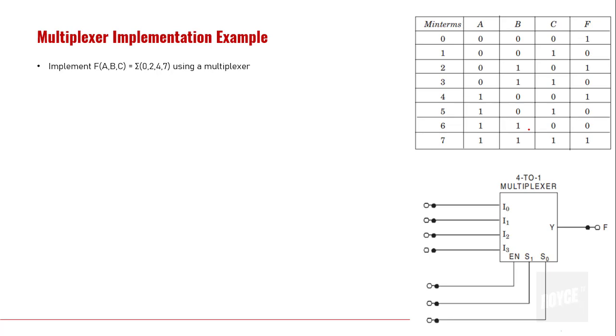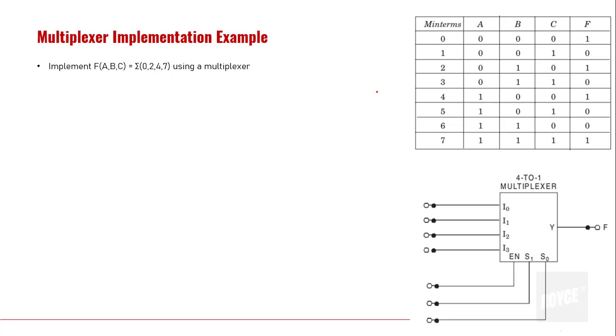Implementing a multiplexer. For this Boolean expression, f of ABC, whereas it's the minterms 0, 2, 4, 7, we're going to use a multiplexer. So since that is a 3-variable function, then we can use a 4-to-1 multiplexer. Okay, so sige, let's start.